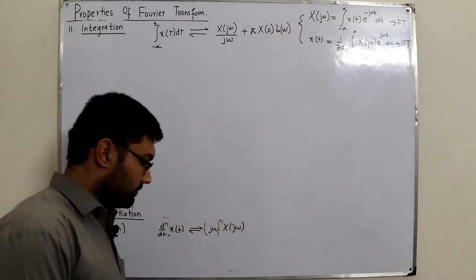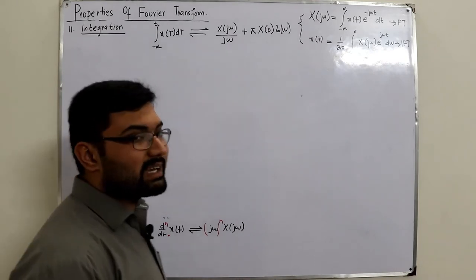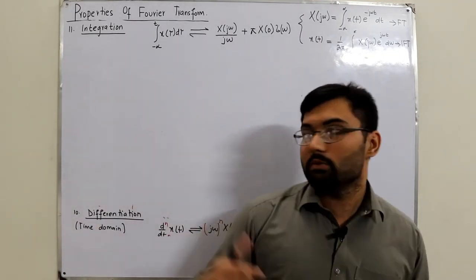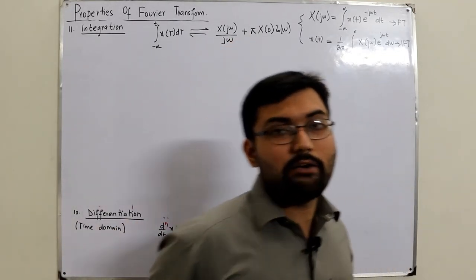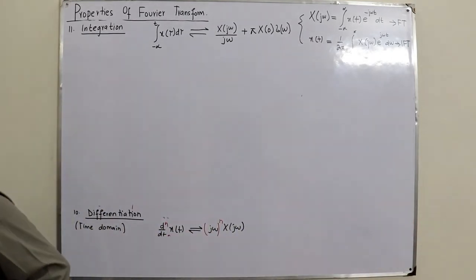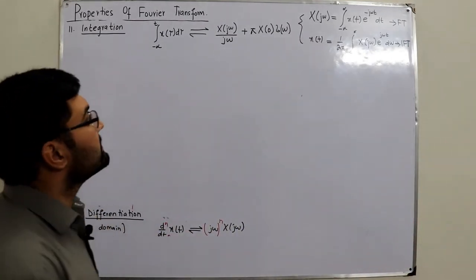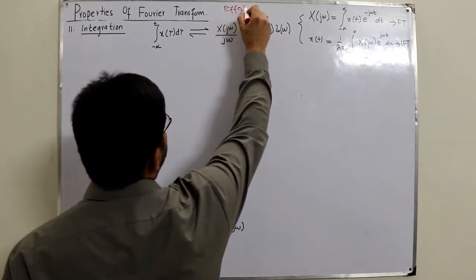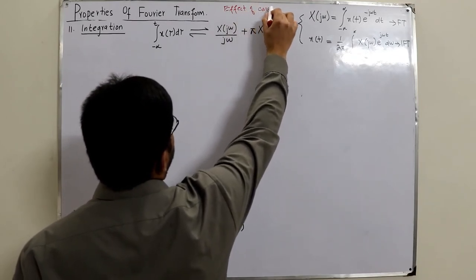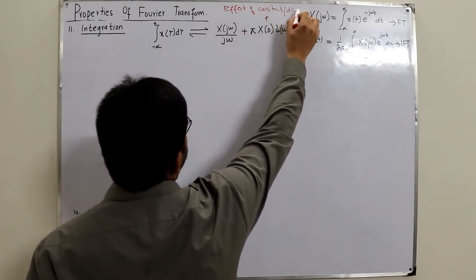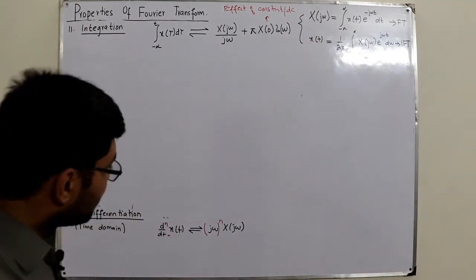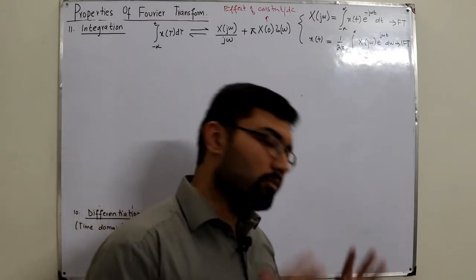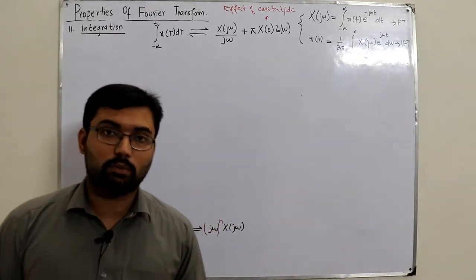Where do you think it has come from? Yes, it has come from the constant term. With each integral, we have an associated constant, and that is where this comes into play. This is the effect of the constant term, or the average value, or the DC term. In the derivative, we don't have a constant term. In the integration, we have an associated constant term. We are going to prove this property as well.